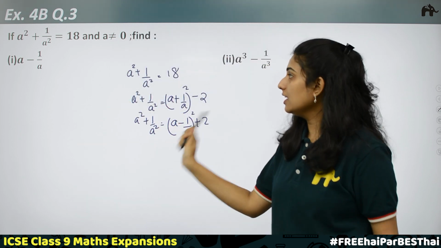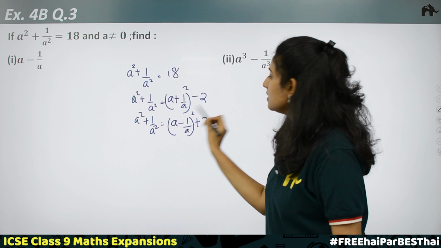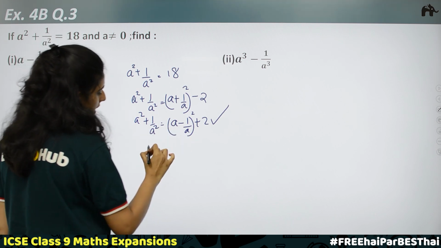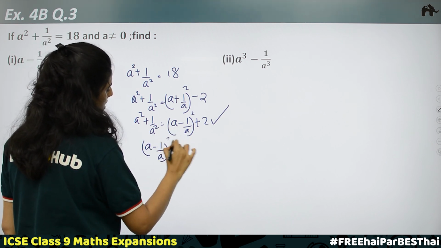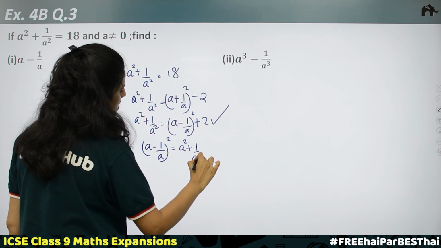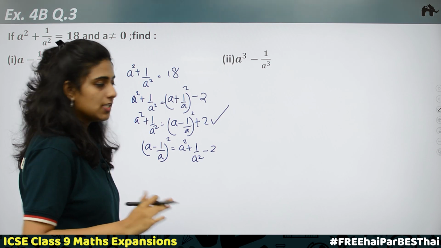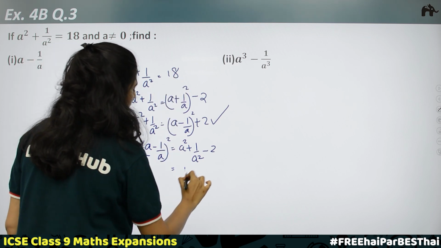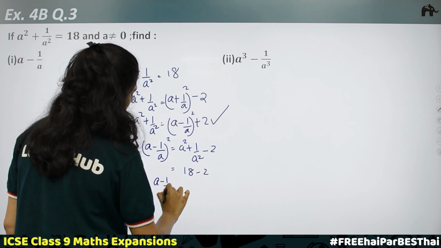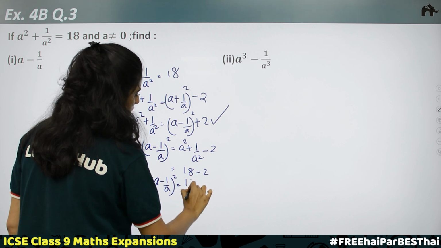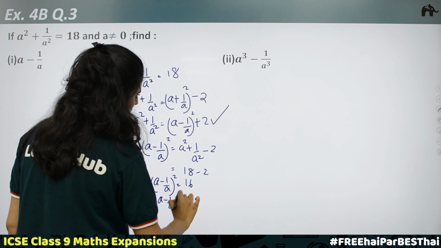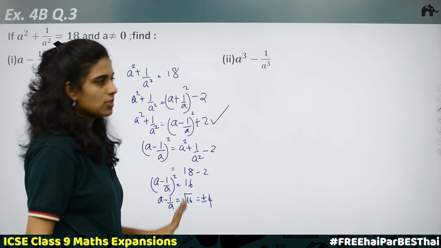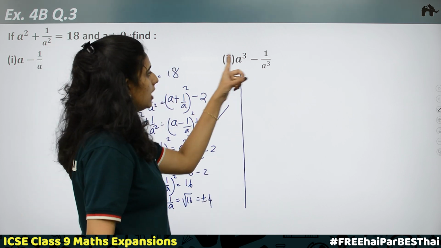Now which one to take? So here we need a minus 1 by a. So using this, we are not going to get the answer. We will be using this one. Okay. From this we can write a minus 1 by a whole square is equal to a square plus 1 by a square minus 2. Plus 2 taken to the opposite side becomes minus 2. Now we know what is a square plus 1 by a square, which is equal to 18. So 18 minus 2, a minus 1 by a whole square is equal to 18 minus 2 is 16, which means a minus 1 by a will be equal to root of 16, which is plus or minus 4. Both these values are possible. Okay, now we have to find what is a cube minus 1 by a cube.